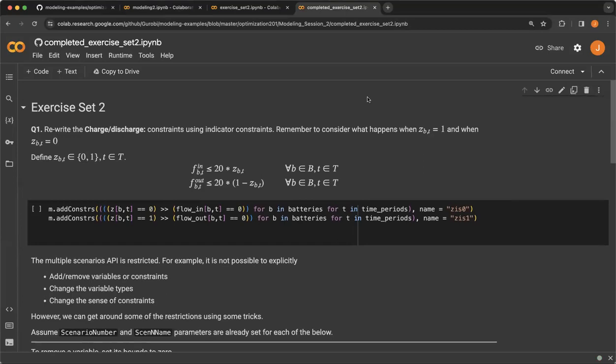So exercise set 2, question 1: we have these charge and discharge constraints about limiting the flow in and flow out of the batteries. We have binary variables that help us mirror that, because we're not allowed to charge and discharge at the same time.